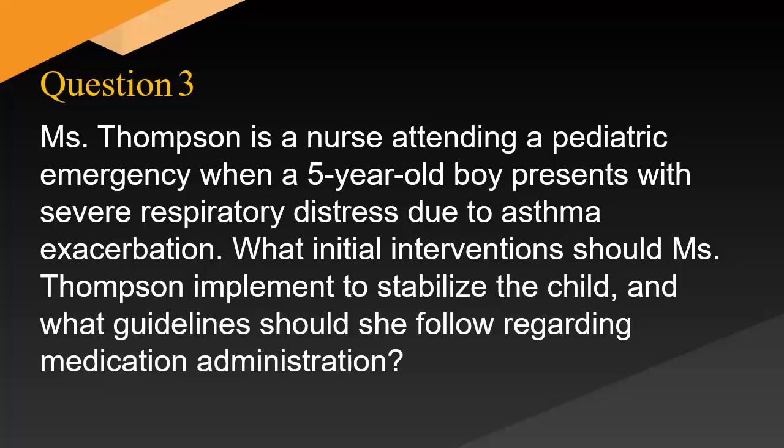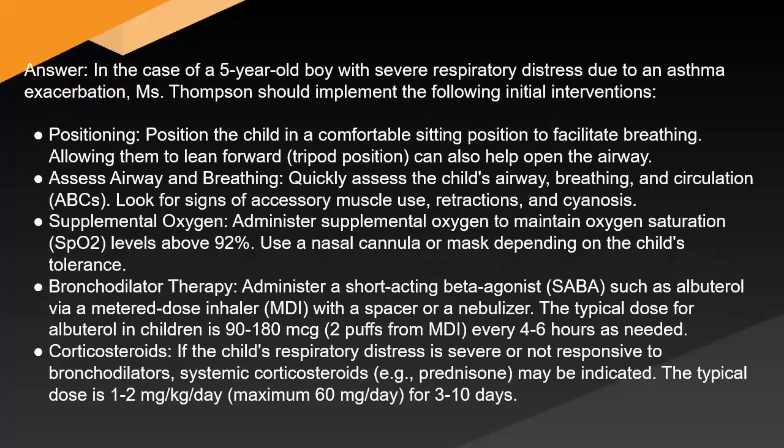Ms. Thompson is a nurse attending a pediatric emergency when a 5-year-old boy presents with severe respiratory distress due to asthma exacerbation. What initial interventions should Ms. Thompson implement to stabilize the child, and what guidelines should she follow regarding medication administration? Answer: in the case of a 5-year-old boy with severe respiratory distress due to an asthma exacerbation, Ms. Thompson should implement the following initial interventions.